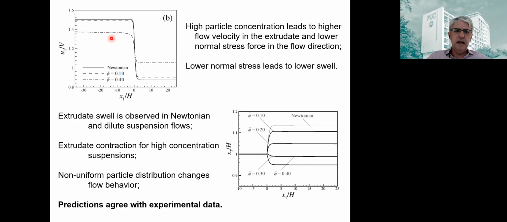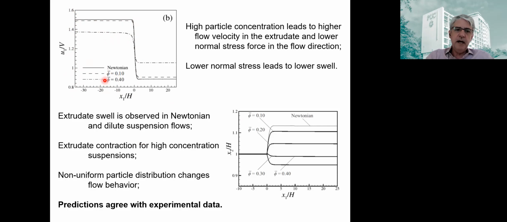What's happening is that I'm showing here the velocity as a function of position. For the Newtonian liquid, you have a high velocity in the capillary. As soon as the liquid goes out of the capillary to the free surface flow, you're going to move towards a plug flow. The velocity at the center line has to decrease. So you have this velocity jump.